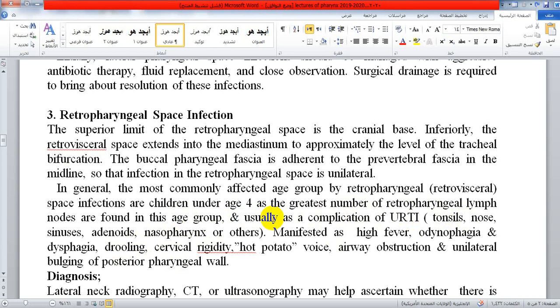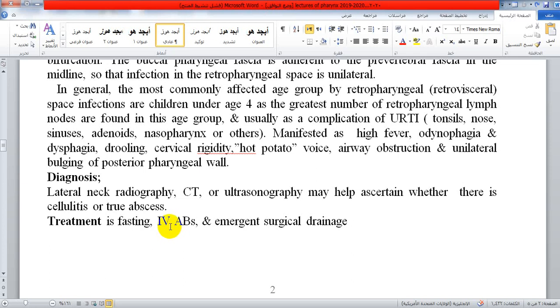Retropharyngeal space infection manifests as high fever, odynophagia, and dysphagia, drooling, cervical rigidity, hot potato voice, airway obstruction, and unilateral bulging of the posterior pharyngeal wall. The diagnosis is by lateral neck radiography; CT or ultrasonography may help ascertain whether there is cellulitis or true abscess. Treatment is fasting, IV antibiotics, and emergent surgical drainage. Really, we have many details regarding these problems, but in summary, we are giving these lectures.